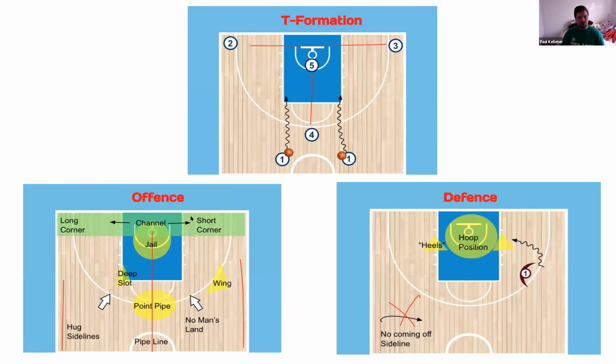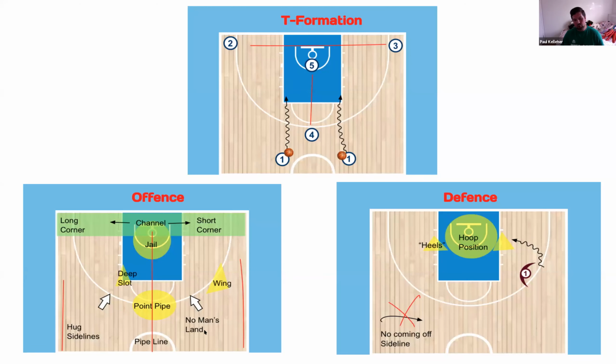So as you can see here, this green area, that's what we call a channel. It's from the front of the rim to the end line and from sideline to sideline. So that's an important part of our offense, the channel. As you can see here, the point, the pipe, and then obviously both sides is the deep slot. And then our wing is free throw line extended outside the 3. And that's important for us there.